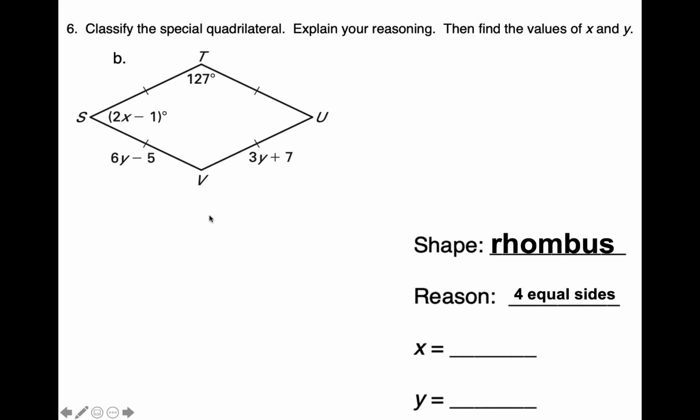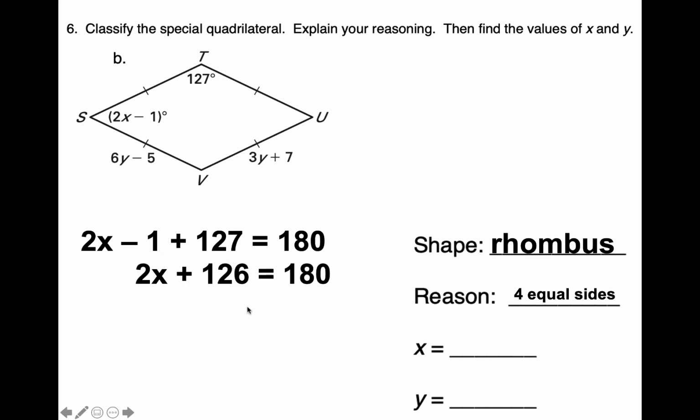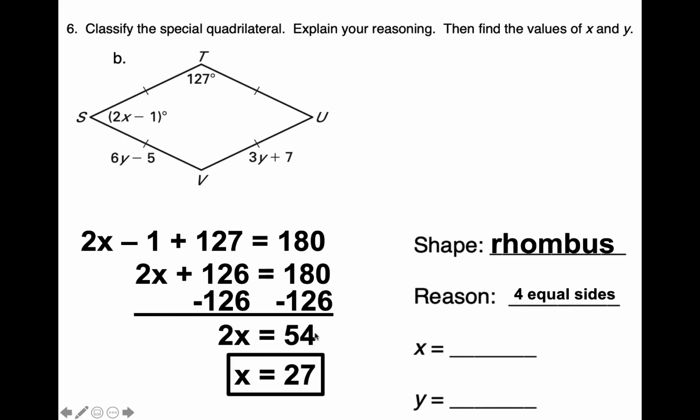So to solve for x, this angle has an x, and this angle is another one. Notice these angles are not opposite angles. These are consecutive angles. That means that these two angles will add up together to equal 180. So if I combine like terms, negative 1 plus 127 is 126. Subtract the 126 over, I get 2x equals 54. Divide by 2, I get x is 27.